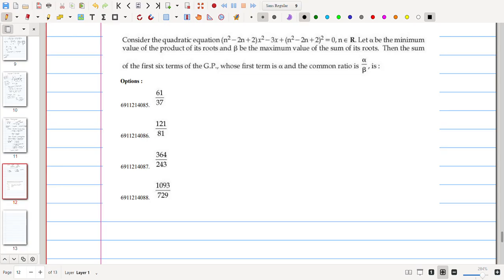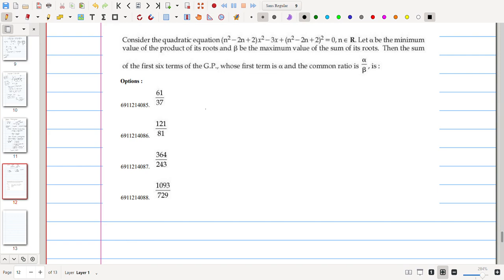Consider the quadratic equation (n² − 2n + 2)x² − 3x + (n² − 2n + 2)² = 0, n belongs to R. Let alpha be the minimum value of the product of roots and beta be the maximum value of the sum of roots. Then find the sum of the first 6 terms of the GP whose first term is alpha and common ratio is alpha by beta.